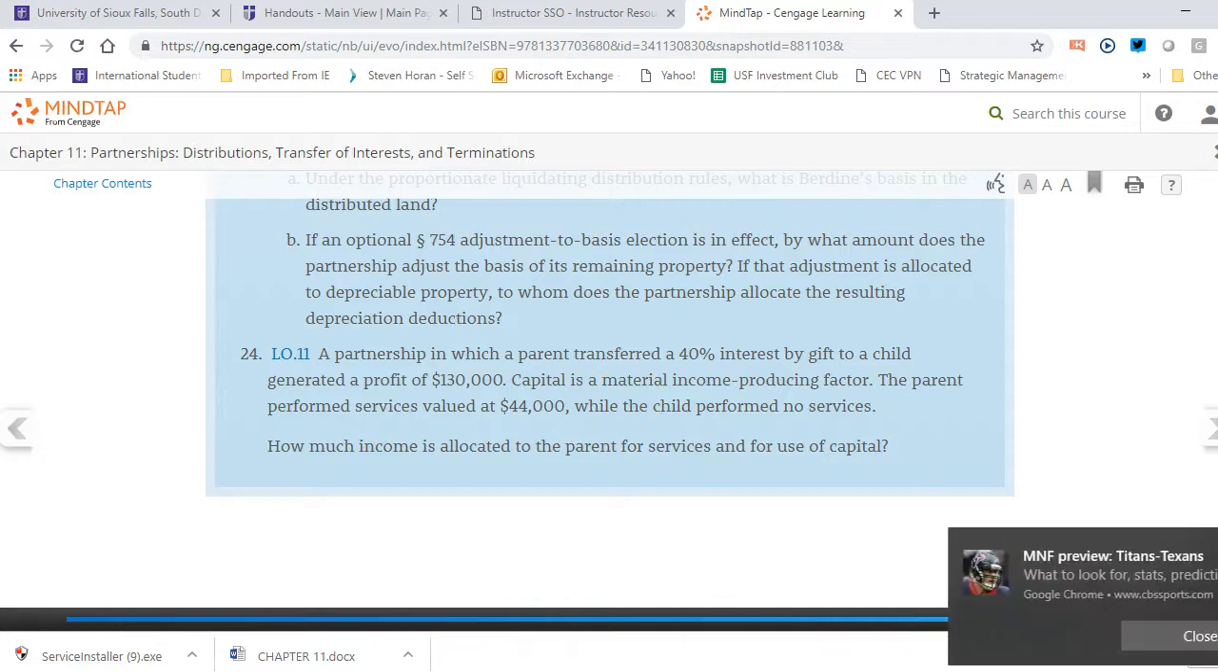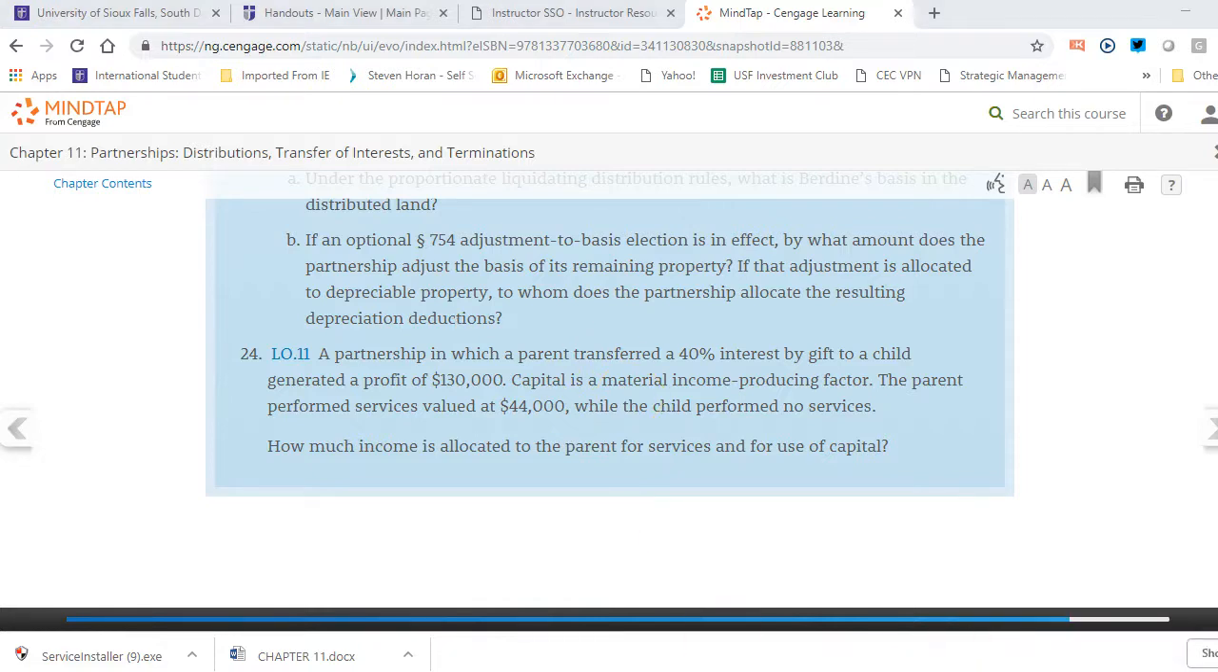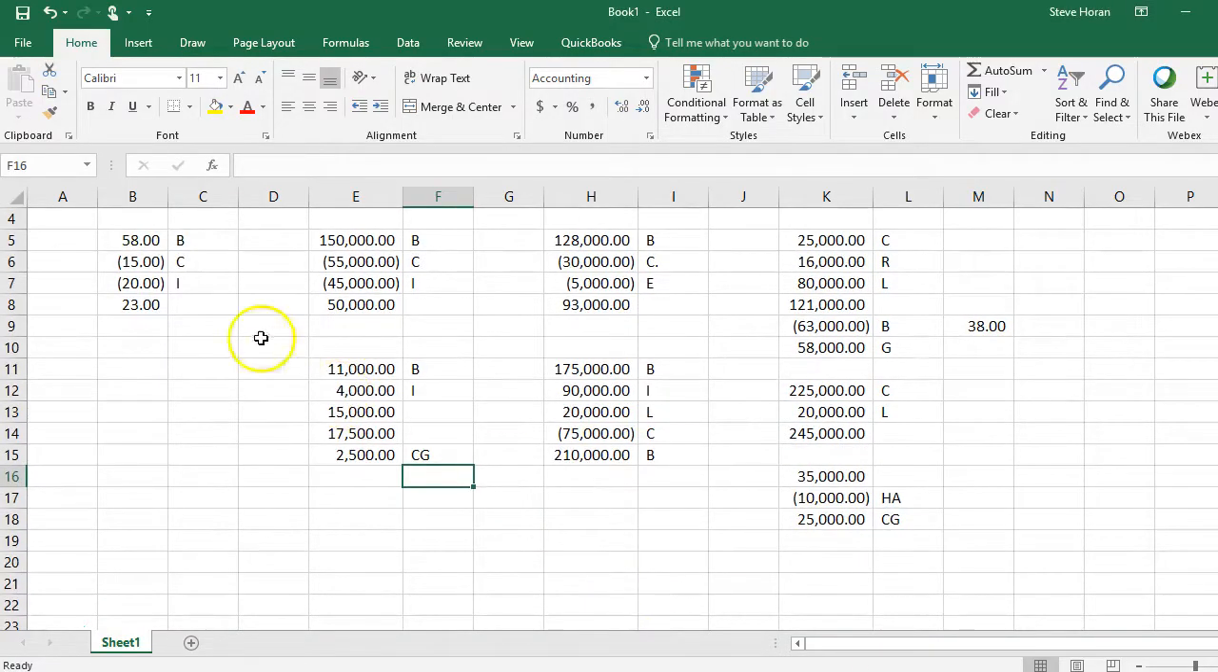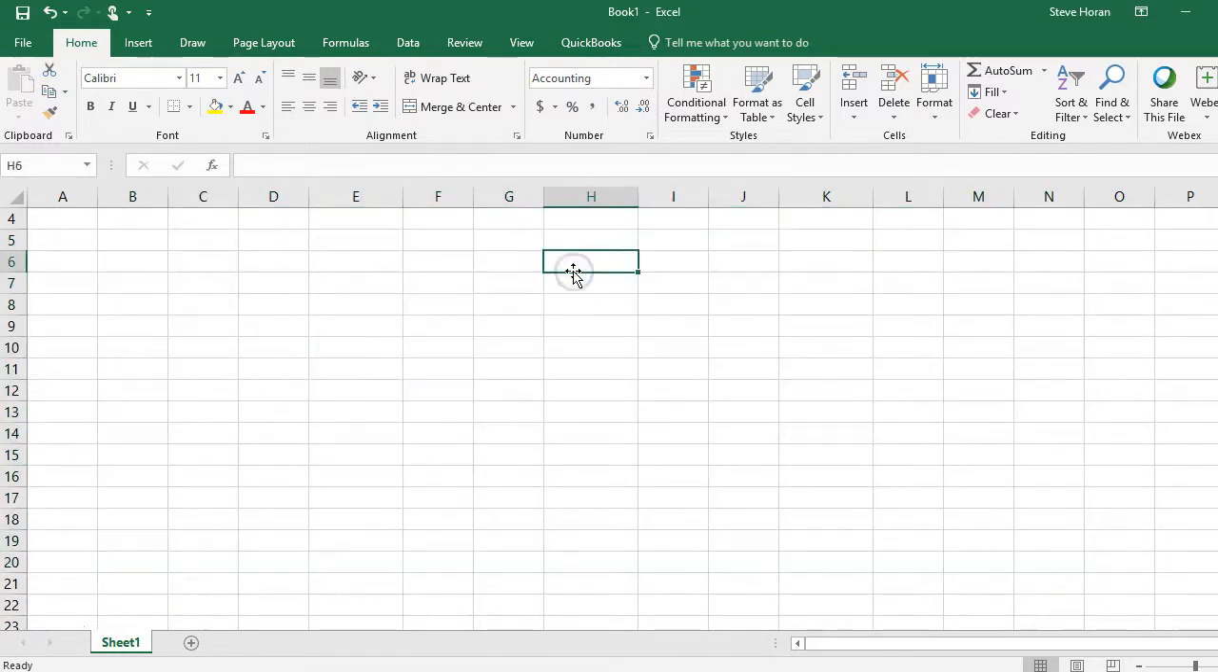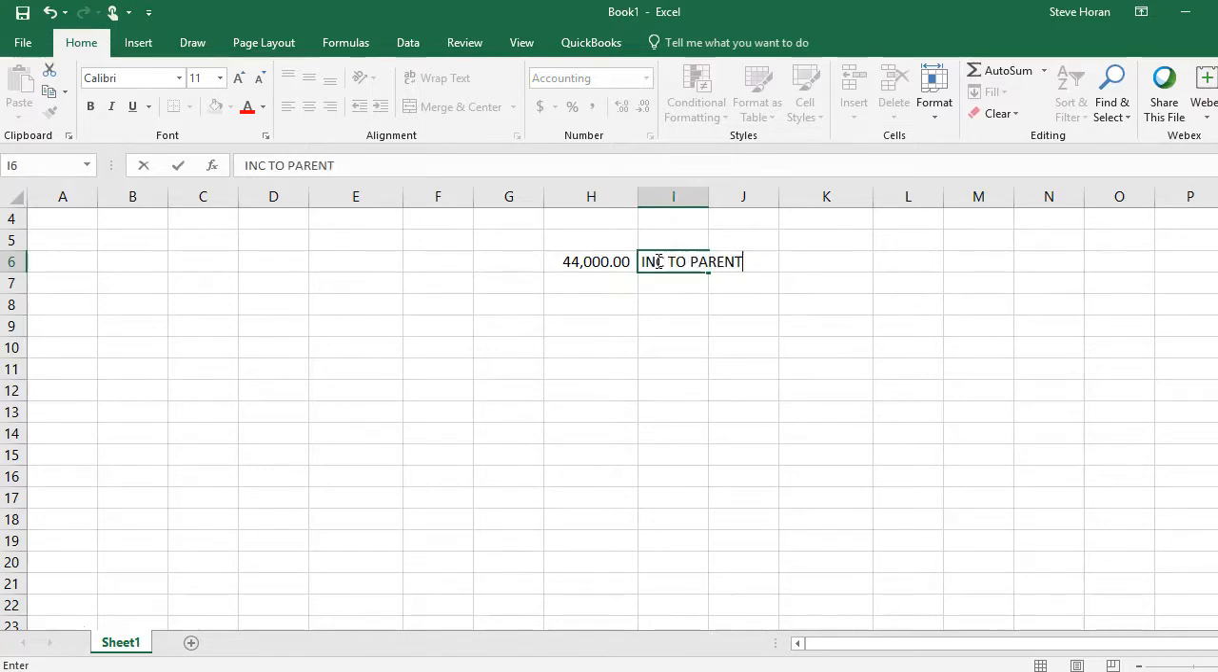Okay, so let's go over to Excel and do this one. Let me just get some blank space here for us. So let's go with the $44,000. That was income for services to the parent, and that was for services rendered.